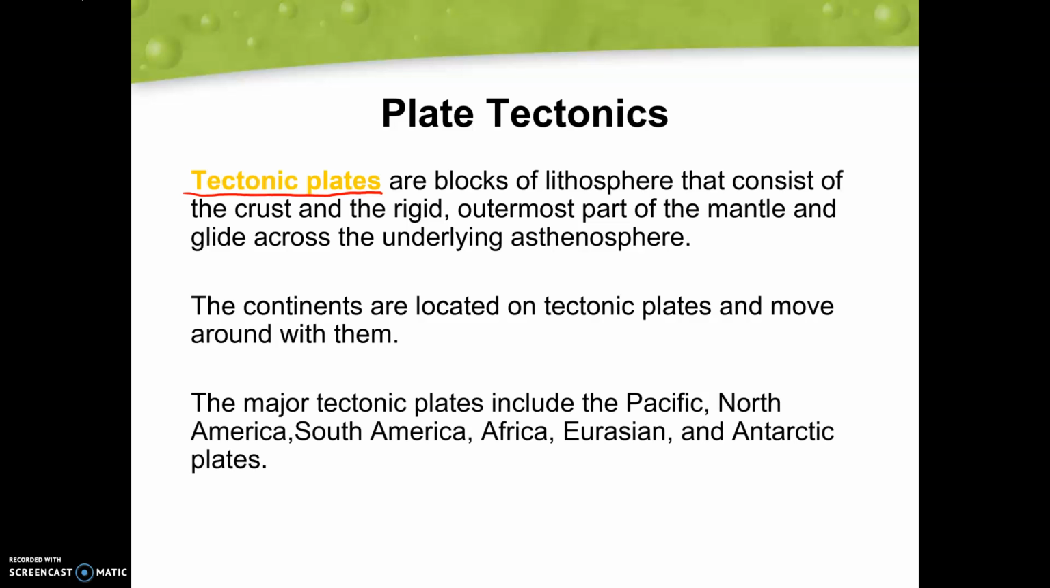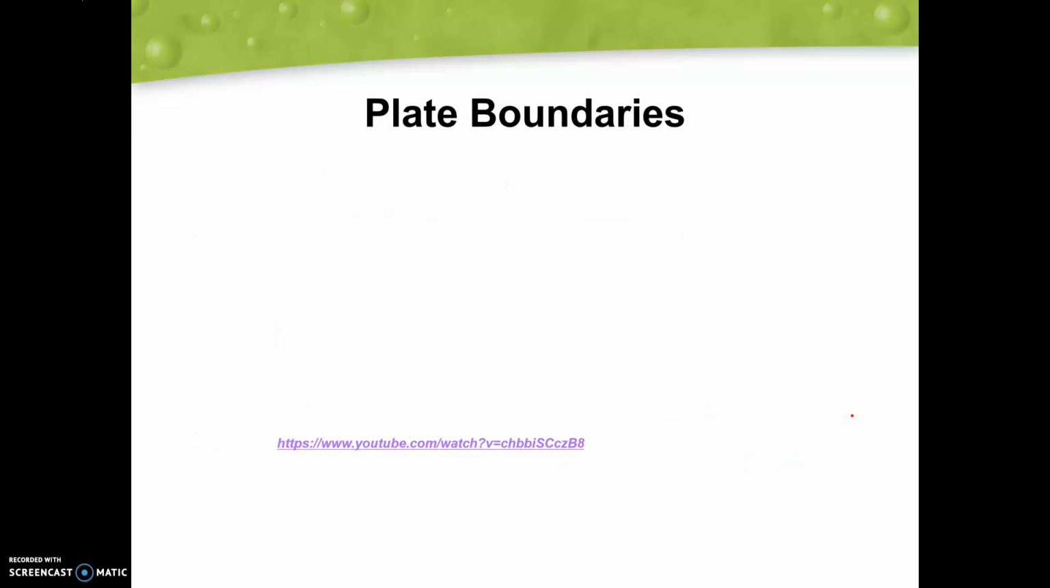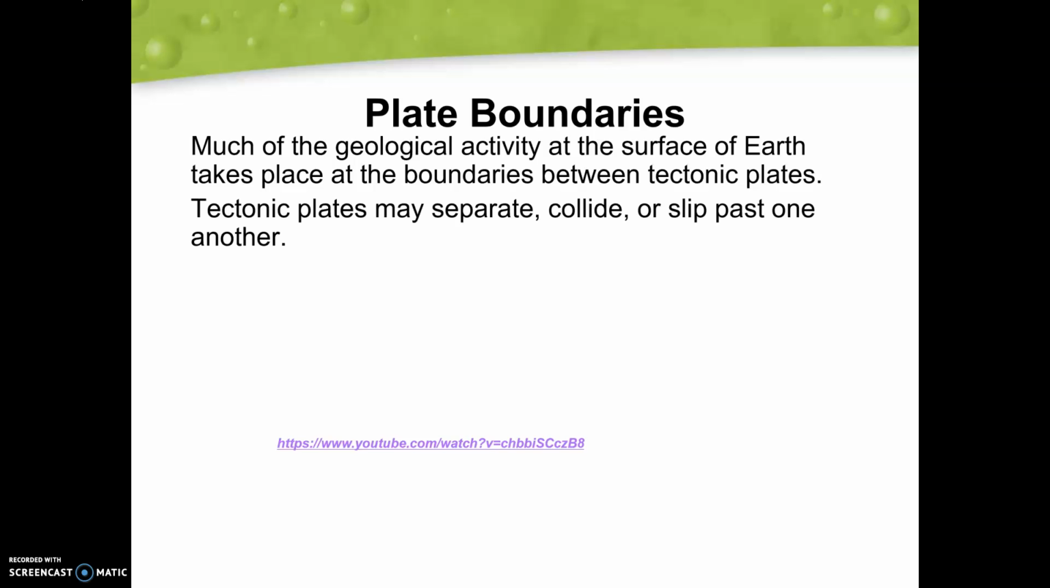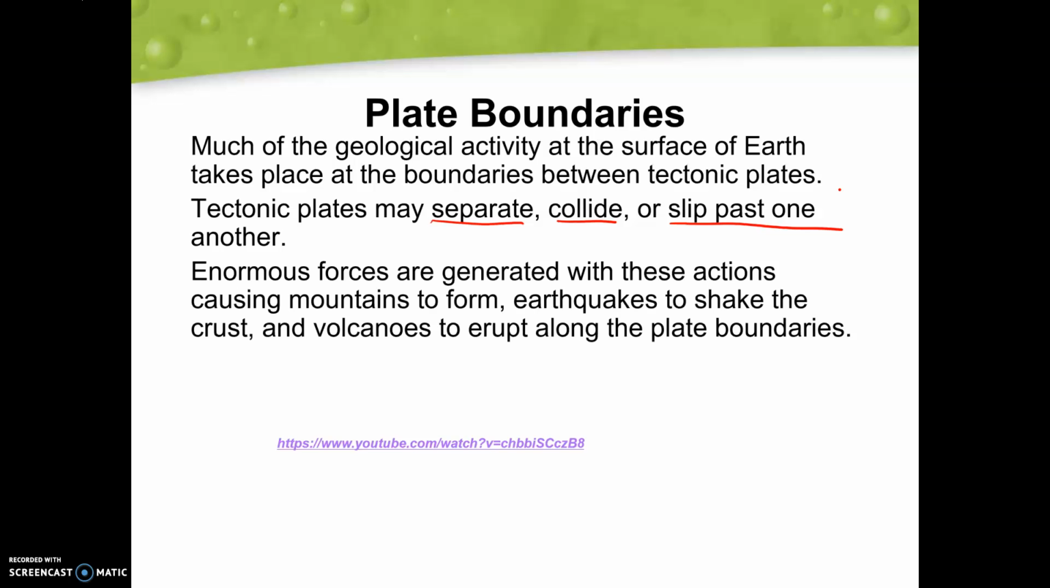Our major plates that we're going to talk about are the Pacific, North American, South American, African, Eurasian, and Antarctic plates here. Taking a look at some of our boundaries is going to be the really important part here to talk about how these move. It talks about our geological activity at the surface of the Earth, and this movement between tectonic plates. Our plates may separate, collide, or slide past each other. Those are going to be important, and we're going to have different definitions for each of those movements.